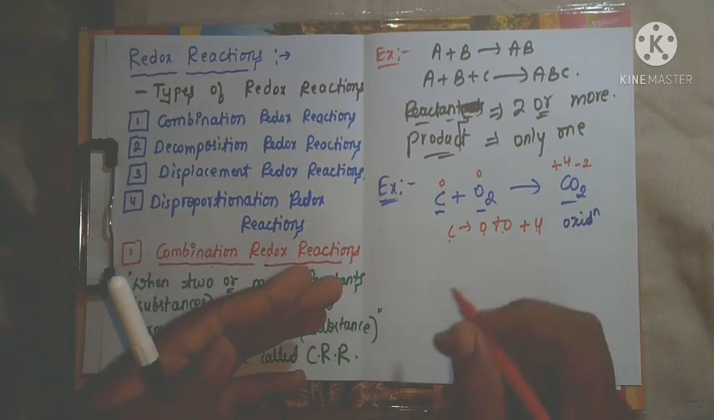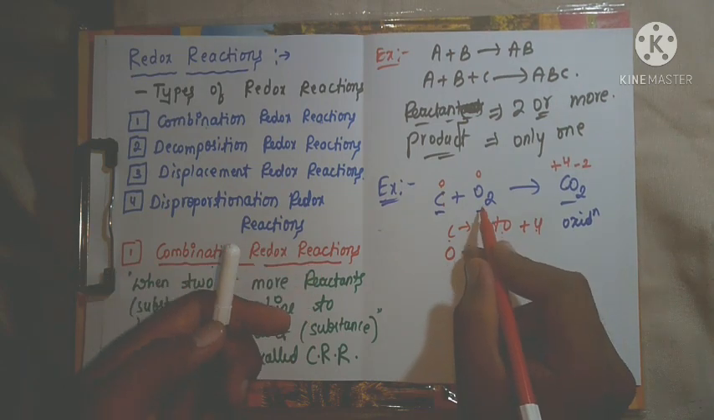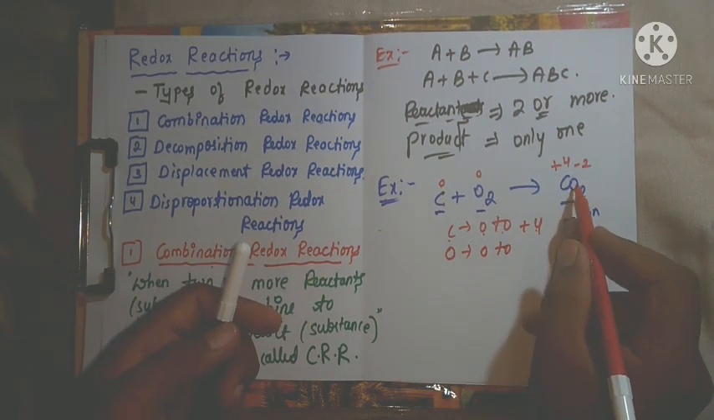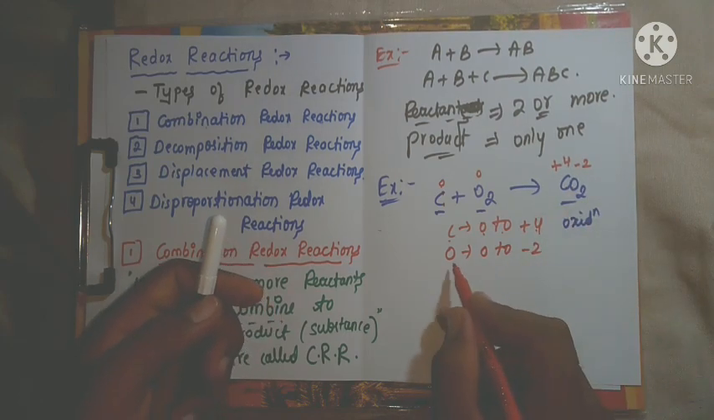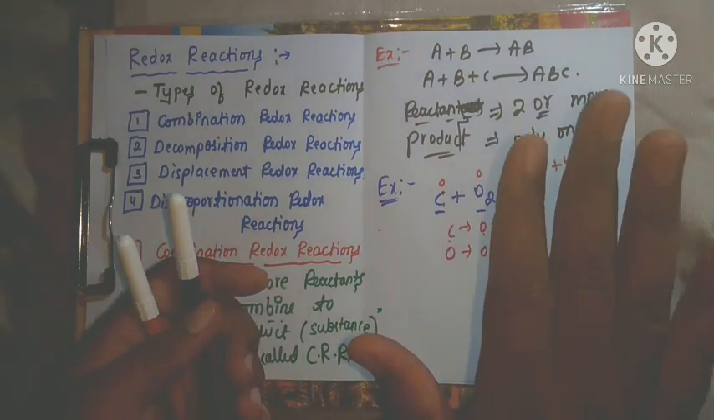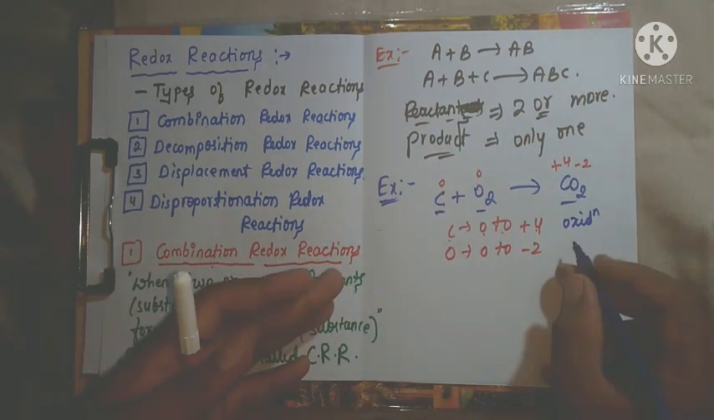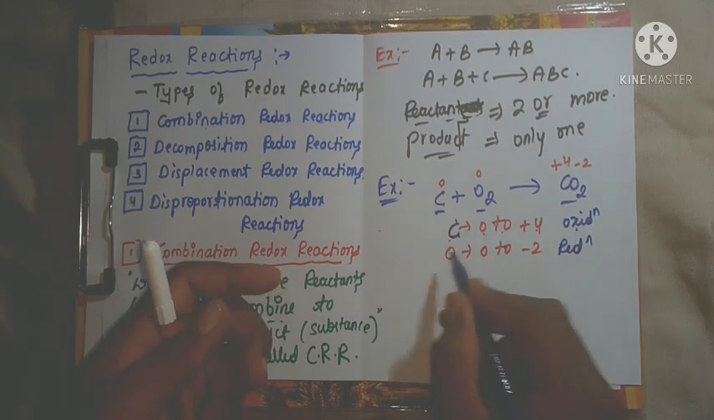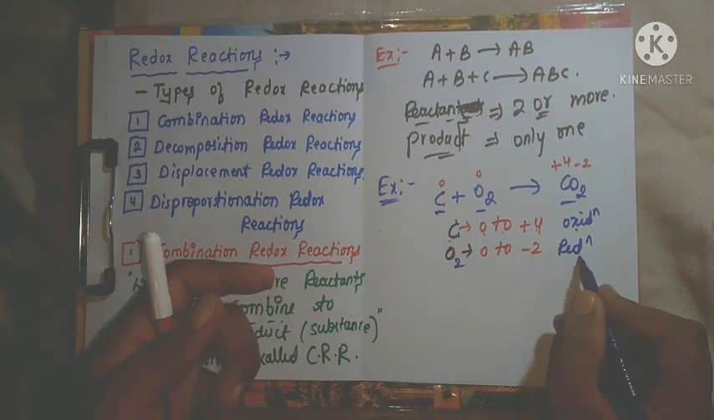Now for oxygen, the oxidation number of oxygen in the reactant is 0, and in the product the oxidation number is -2. That is, oxygen's oxidation number is changing from 0 to -2, so the oxidation number is decreased. Decrease means it is called reduction. Here carbon is undergoing oxidation and oxygen is undergoing reduction.